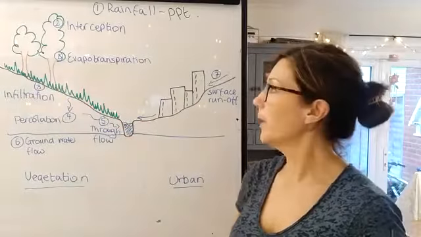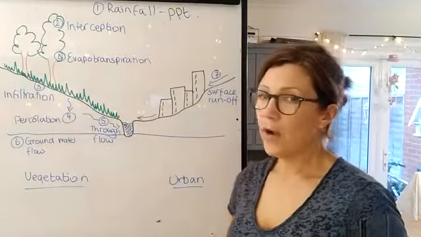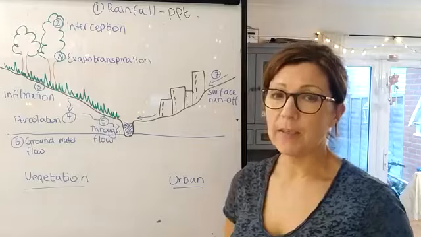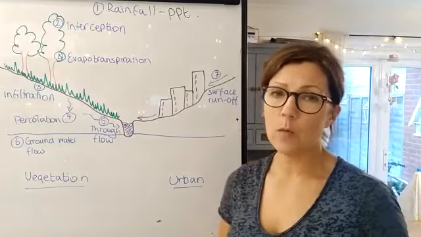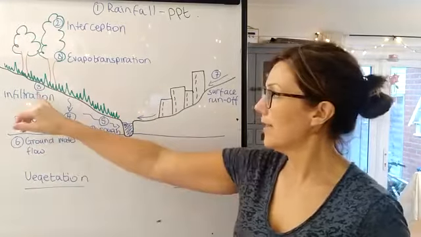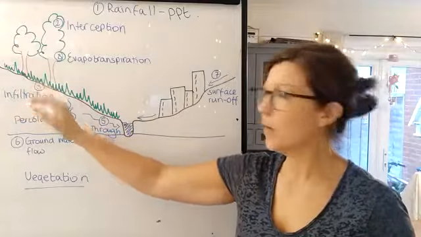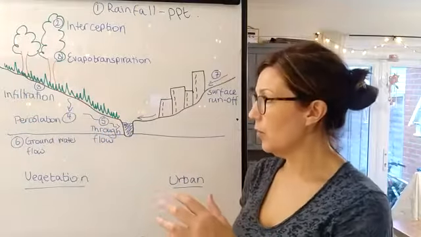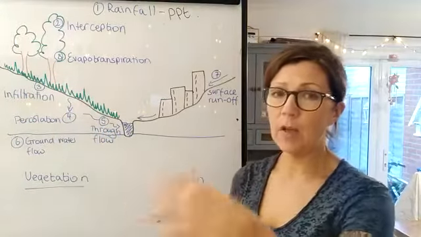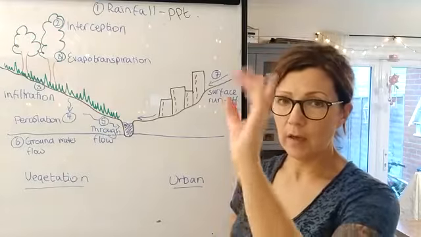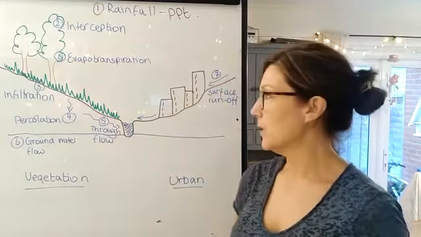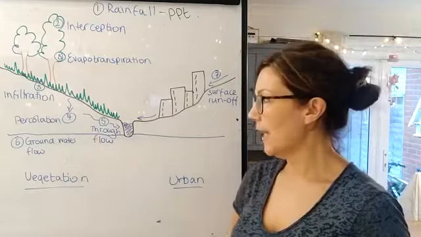Number four is percolation, and percolation happens through the ground. So it's as the water gets into the soil, it's already infiltrated because the surface is permeable, and it percolates through. And again, this slows down the time it takes for the water falling out of the sky to get into the river channel. So that is percolation.